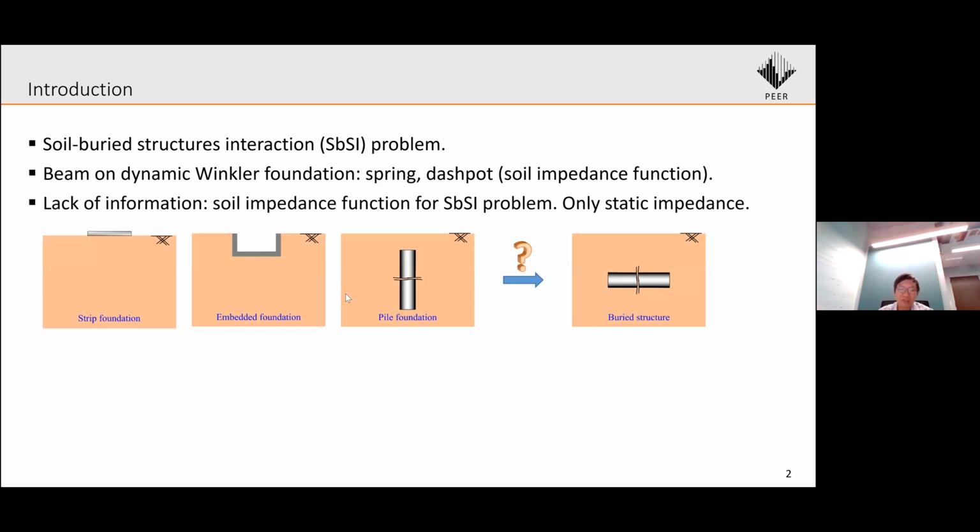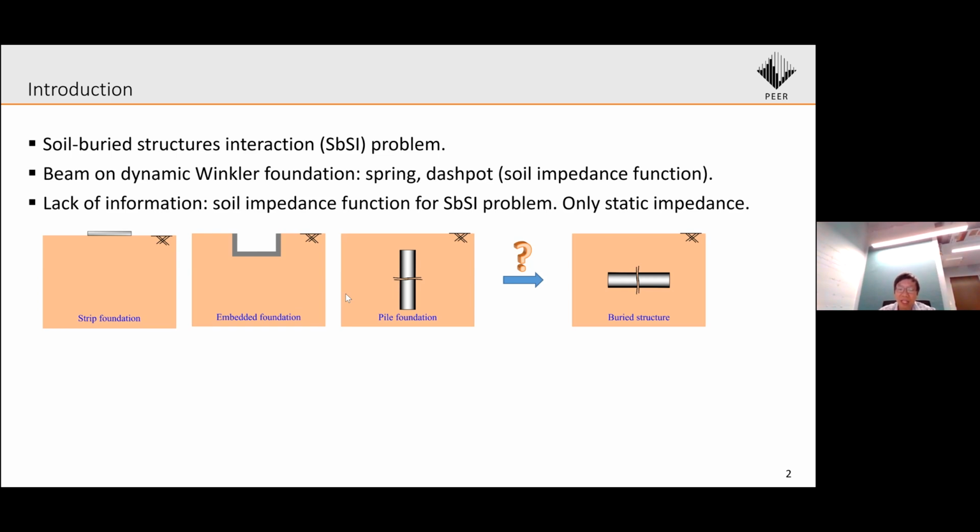Many studies have investigated the dynamic soil impedance function for different types of foundations, for example, the strip foundation, embedded and pile foundation. Nevertheless, the soil impedance function and interaction model for spatially distributed buried structures have not been properly addressed until now.